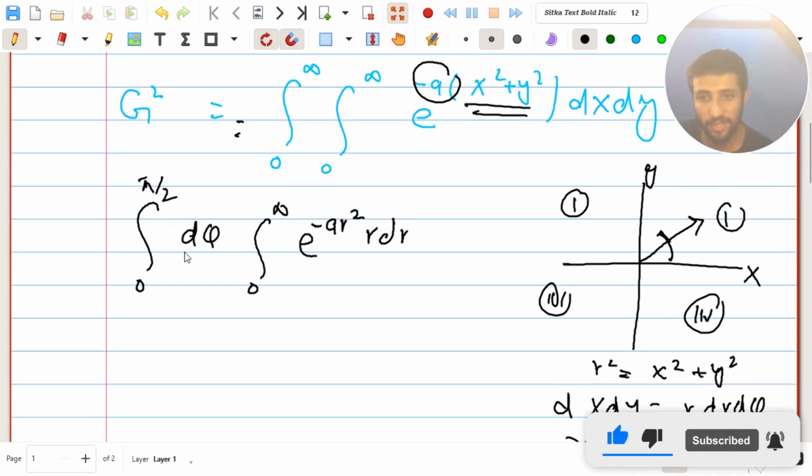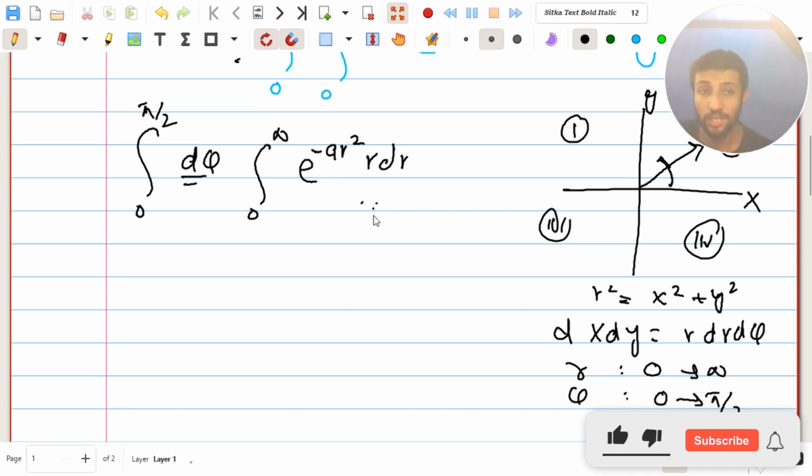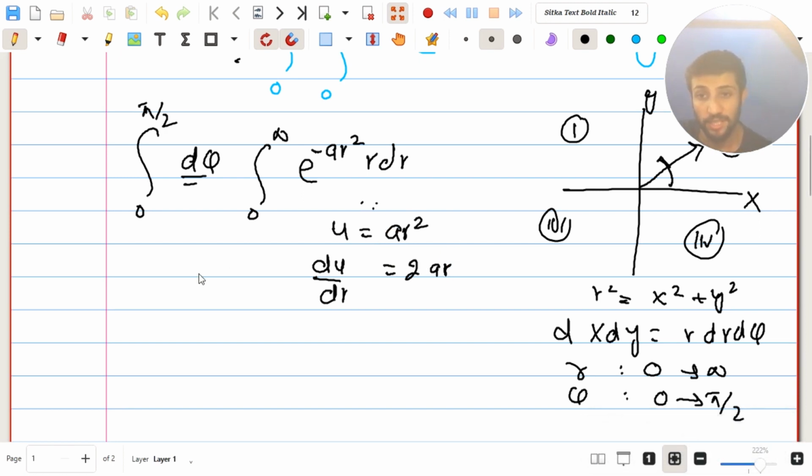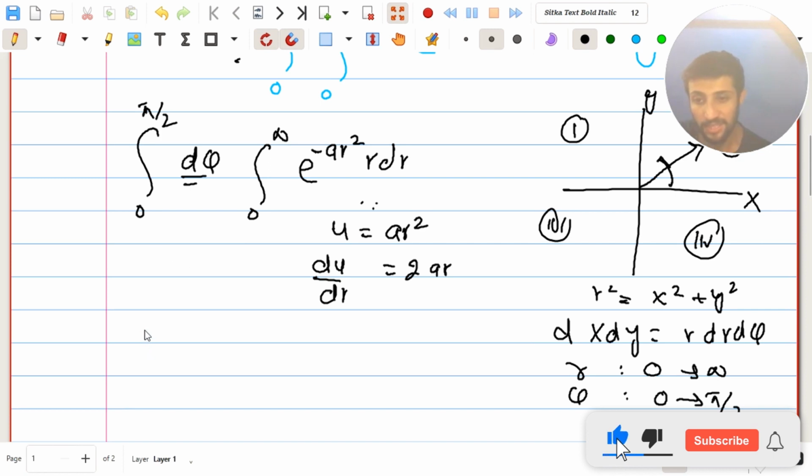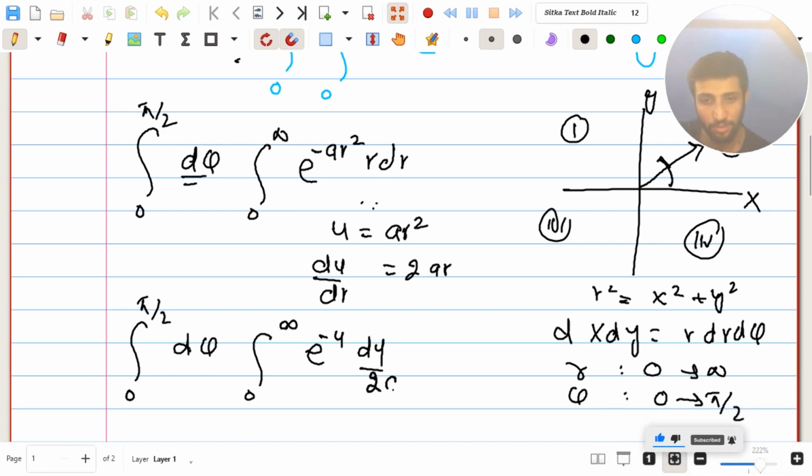So now you can see that this is really simple. We need to solve d theta over the interval 0 to pi over 2, and e to power minus a r square r dr over the interval 0 to infinity. Now I can use the u substitution method, and say that u is equal to a r square. If I take the derivative of u, du over dr is equal to 2ar. So if I plug in the values, I get 0 to pi over 2 d theta into 0 to infinity e to power minus u du over 2a.